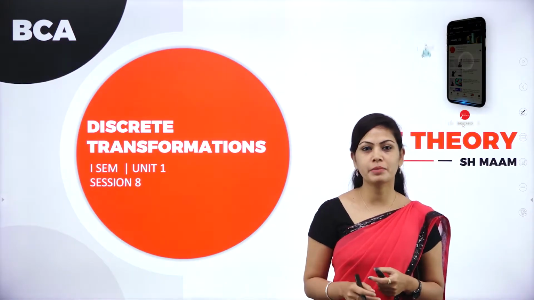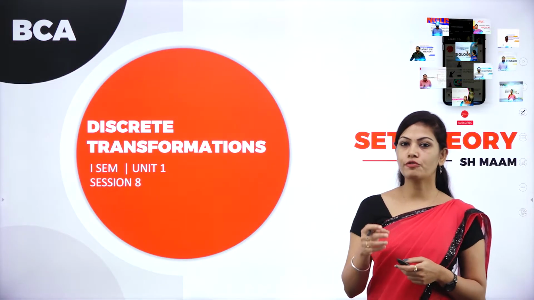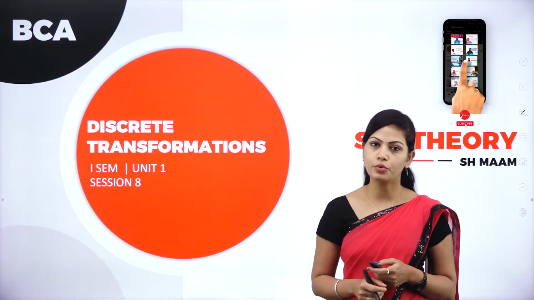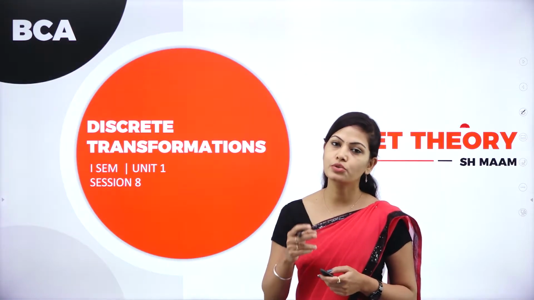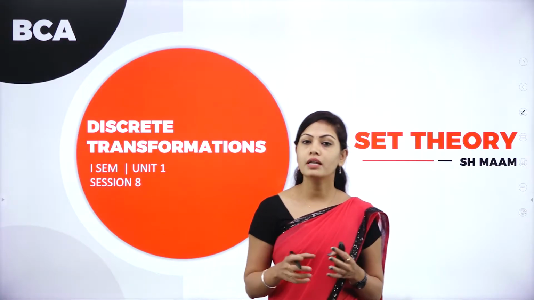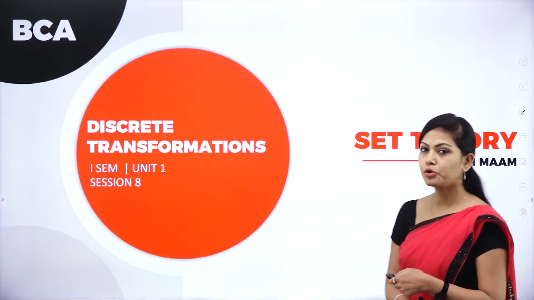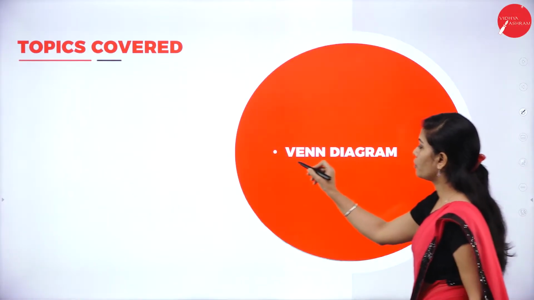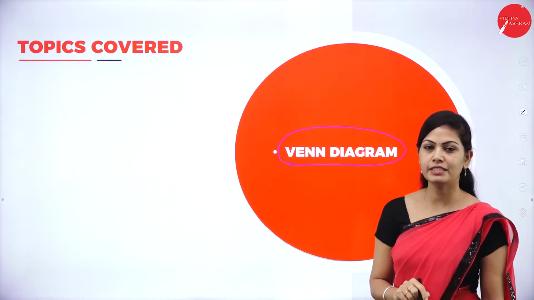I have discussed counting. In counting, you have studied the principles of counting and rules of counting: the product rule, sum rule, difference rule and division rule. In counting, we can arrange the possible outcomes. So today I am going to discuss the following topic called Venn diagram. A very interesting concept called Venn diagram.